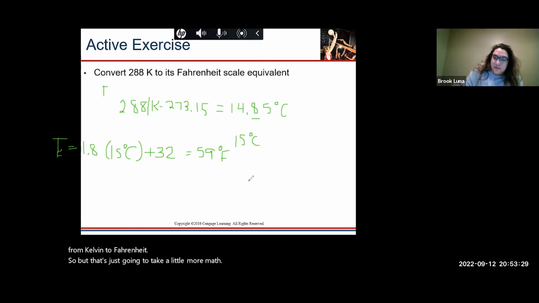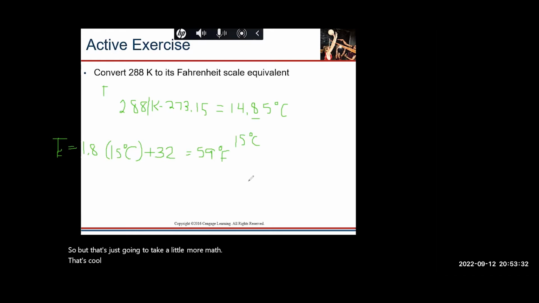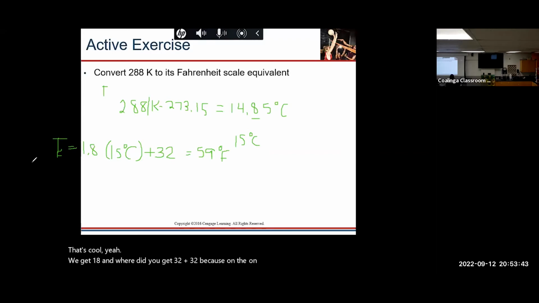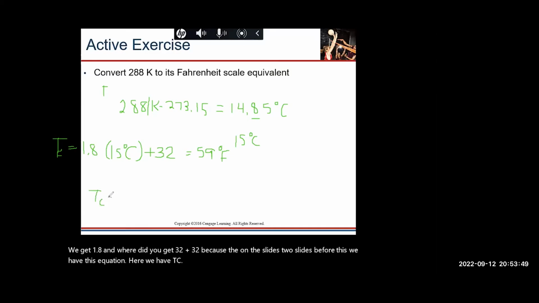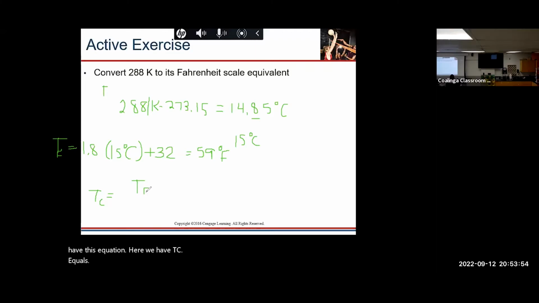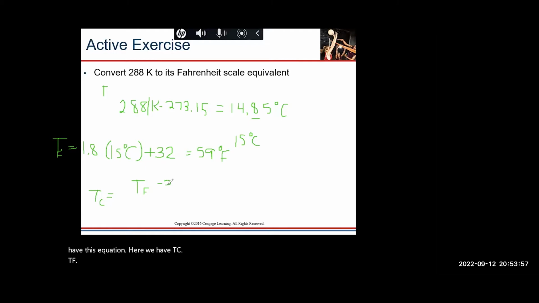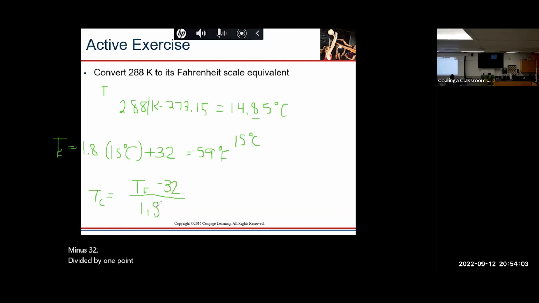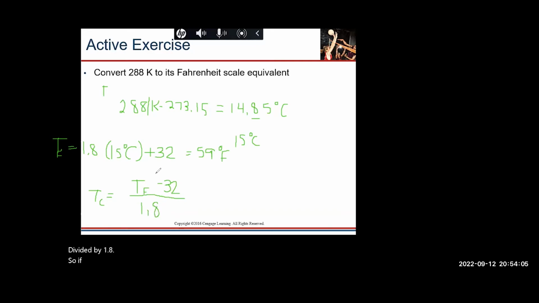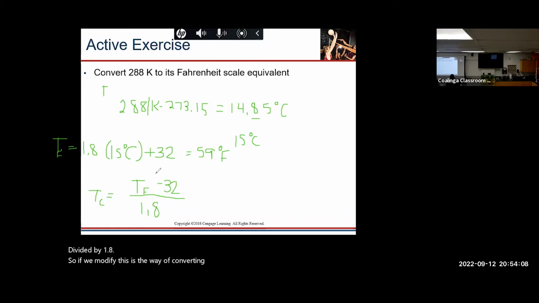That's cool. I've got 2 questions. So where did you get 1.8 and where did you get 32? Because on the slides, 2 slides before this, we have this equation here. We have TC equals TF minus 32 divided by 1.8.